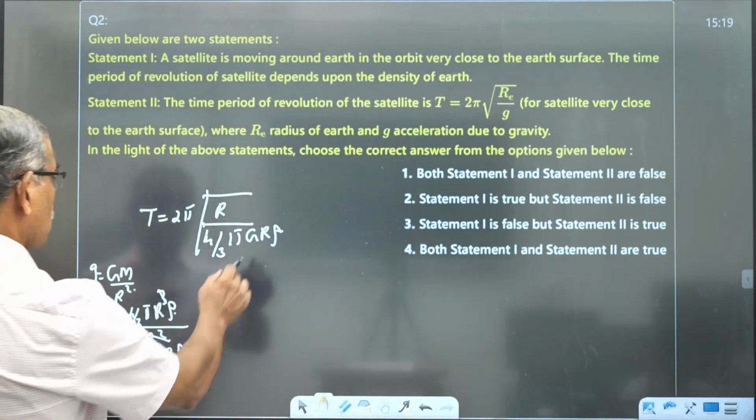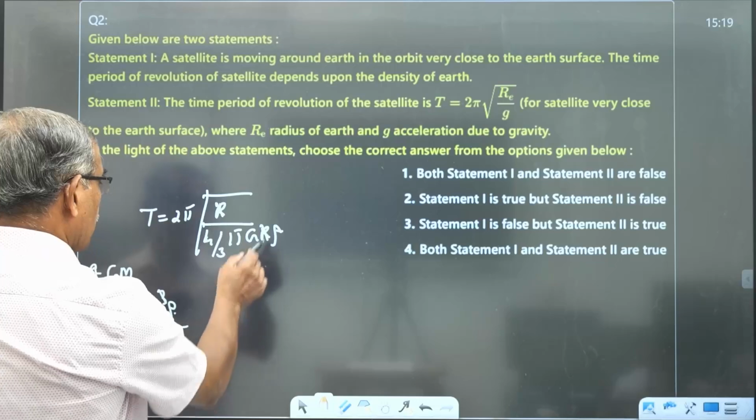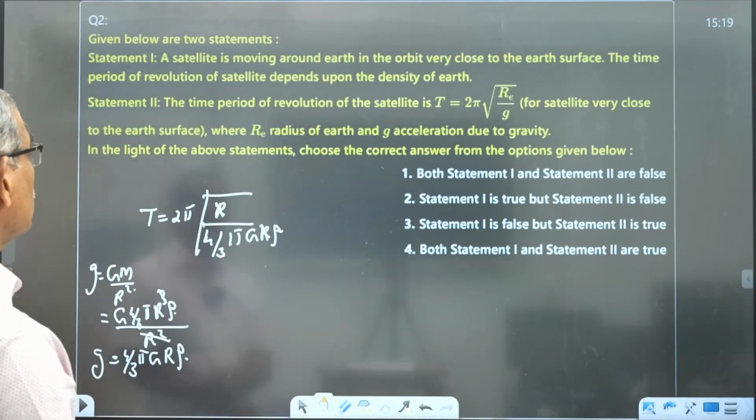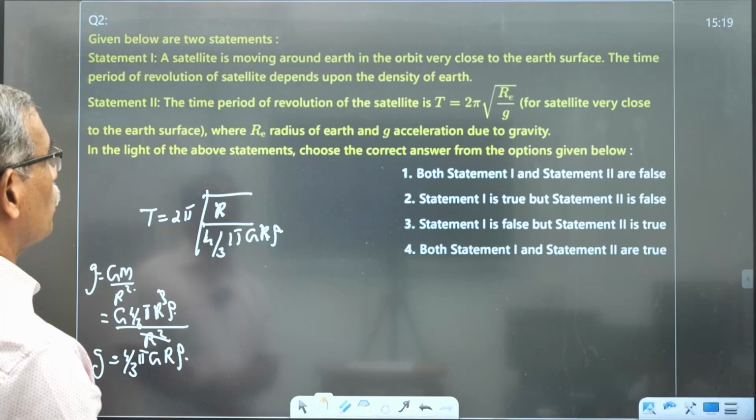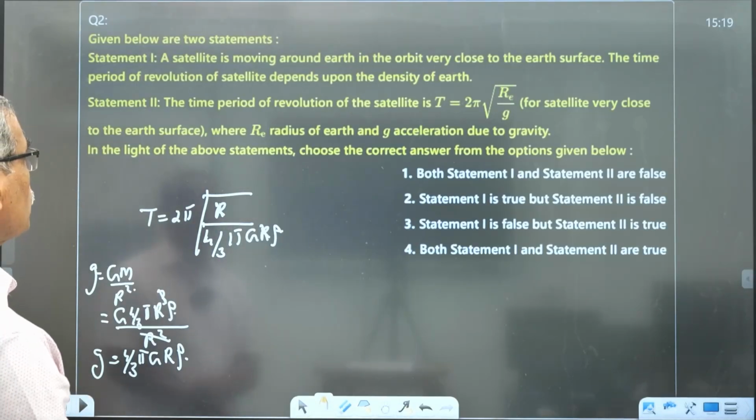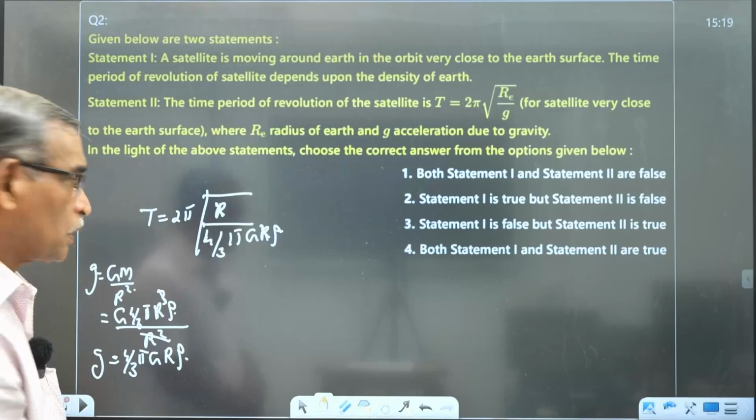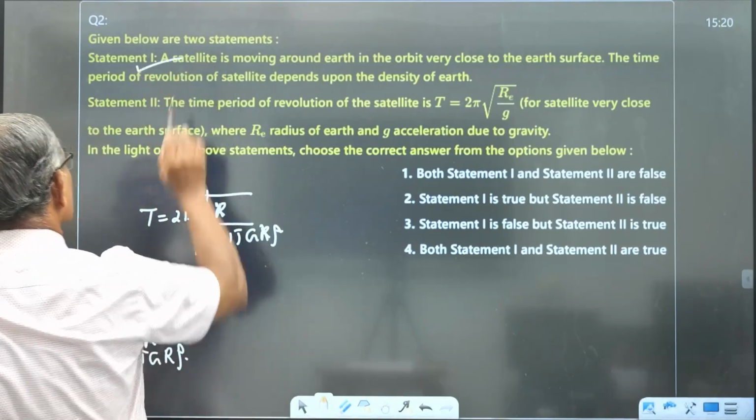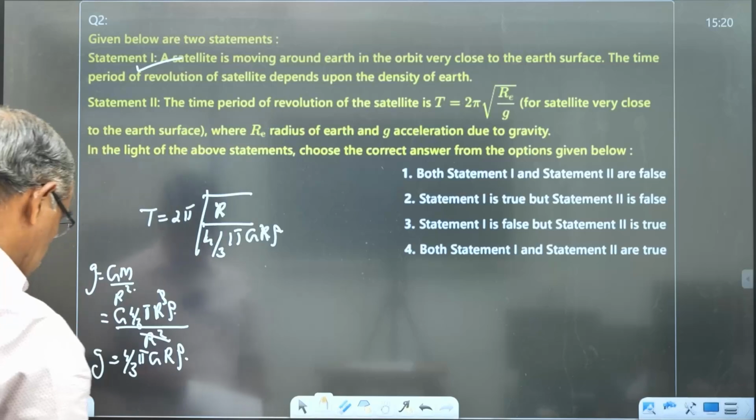And here we can say R will cancel out, and T definitely depends on rho. And what does the statement say? Statement 1: a satellite revolving around Earth in an orbit close to the Earth's surface, the time period of revolution depends upon the density of Earth. That is true. Statement 1 is true. And what about statement 2?